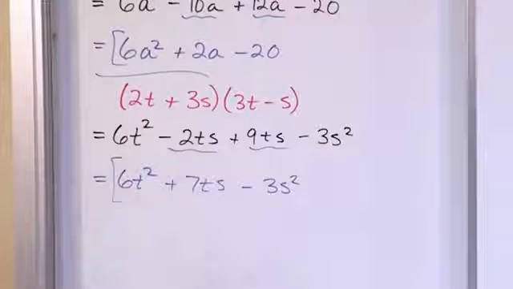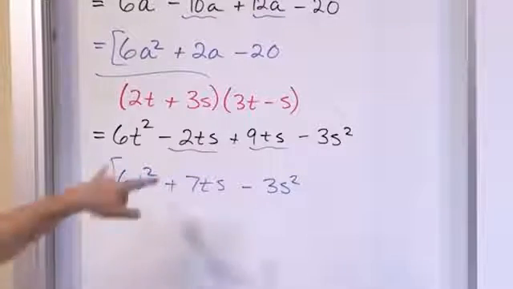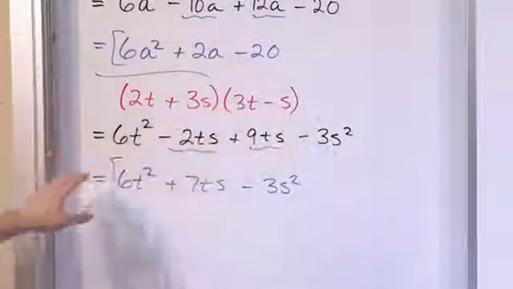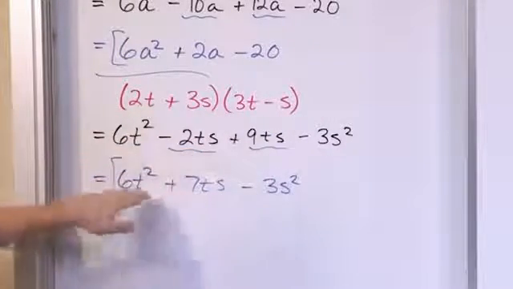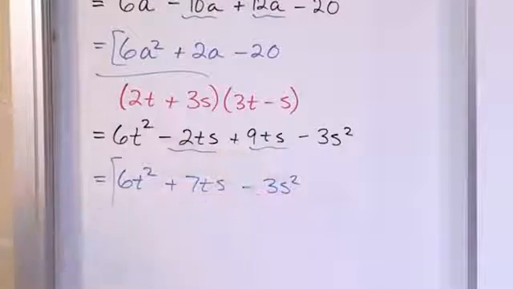And the bottom line, if you haven't seen the pattern up to now, most of the time when you're multiplying binomial times binomial, you're going to simplify some like terms, and you're going to end up with 3 terms in the answer almost all of the time.